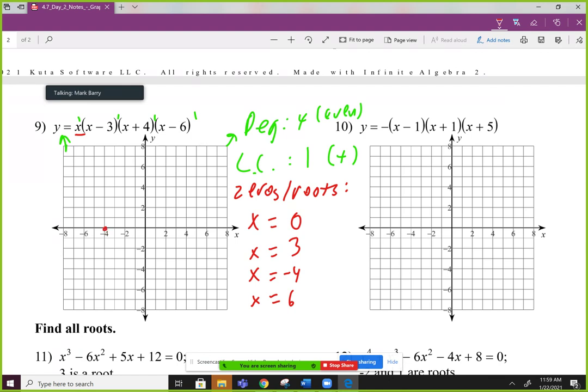Okay, so let's draw these in here. So we got negative 4, we got 0, we got positive 3, we got 6. None of these are going to bounce because none of them are doubles. None of them have the squared. So I'll just go down here. Make a nice little W there. Definitely want a W on number 9.